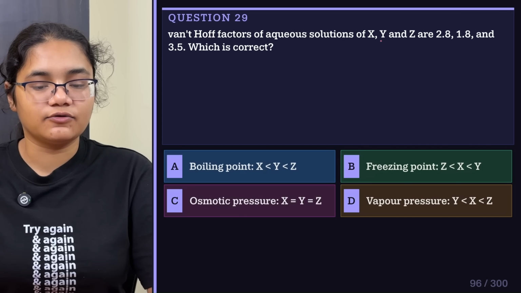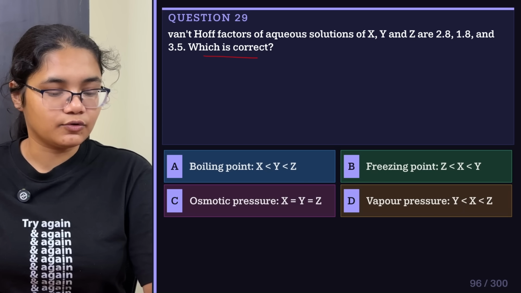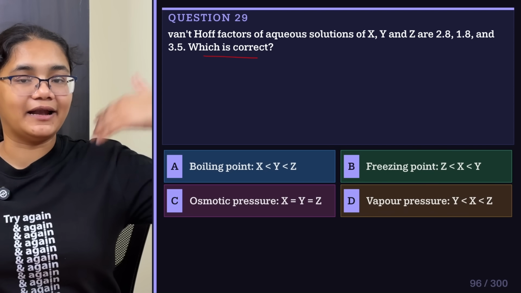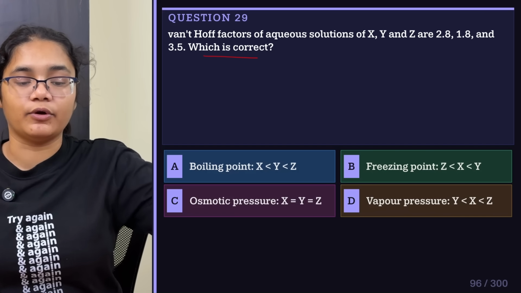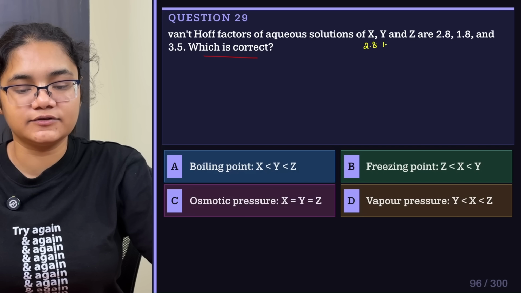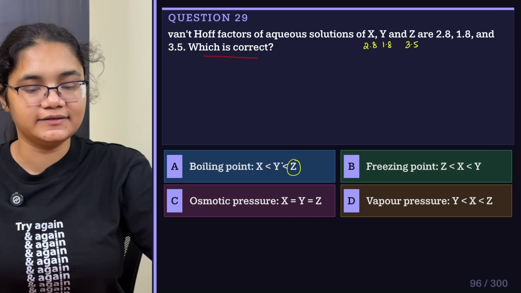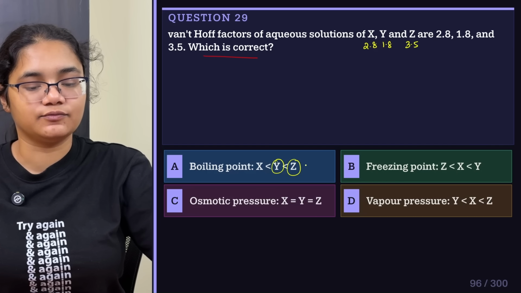Next, Van't Hoff factors of x, y and z are given. Which is correct? Okay, so Van't Hoff factor, boiling point. So if the Van't Hoff factor will be more, then boiling point will be more, right? So x is 2.8, y is 1.8 and z is 3.5. So that means z should be highest, then you should have x, but here it is y given, so this is incorrect.